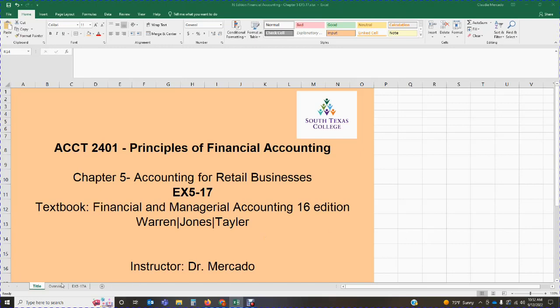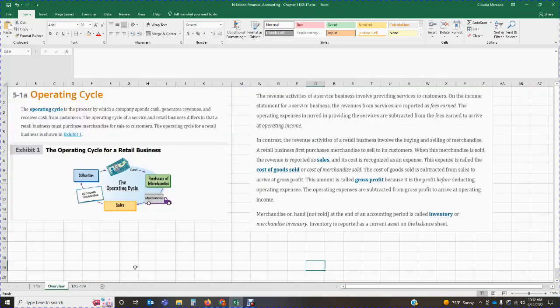Okay, so let's begin with a really short overview. In this particular chapter, like I stated, we are going to be dealing with retail businesses, okay? The operating cycle of a retail business is very simple. We have to begin with cash, okay? We need cash so we can buy merchandise, okay? So we get our money, we buy merchandise, we sell our merchandise, okay? Some of that merchandise is sold for cash, which is awesome. Others we sell on account.